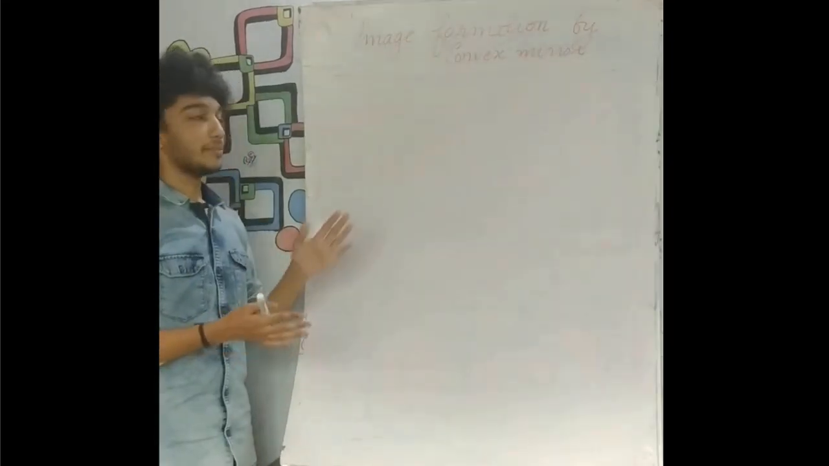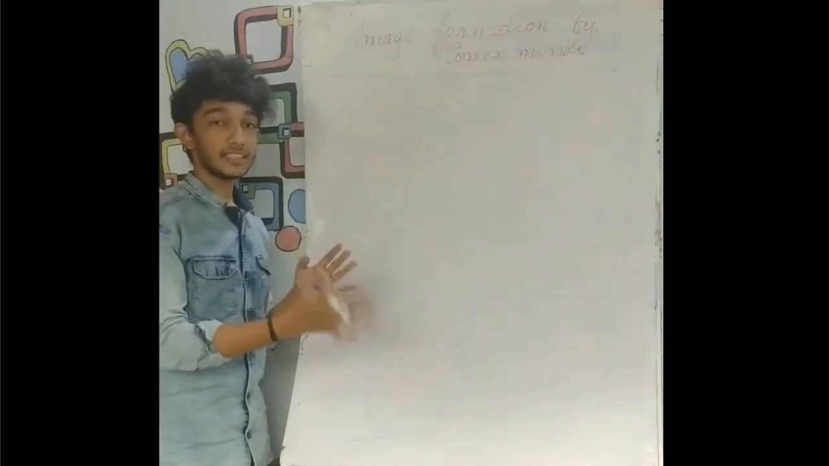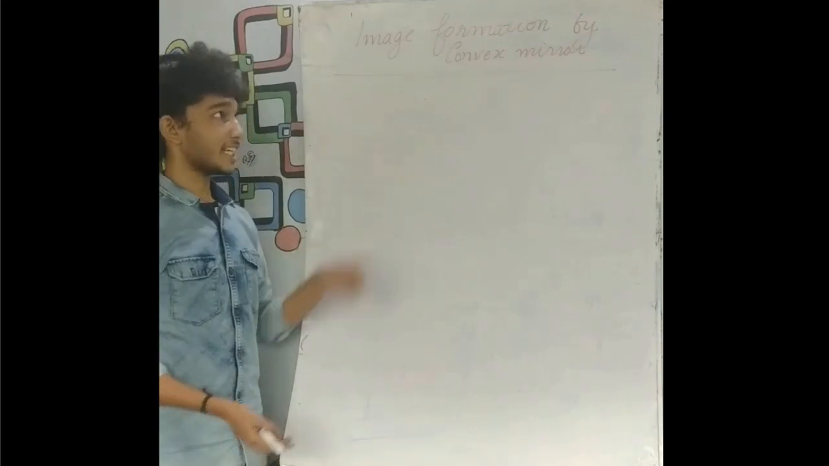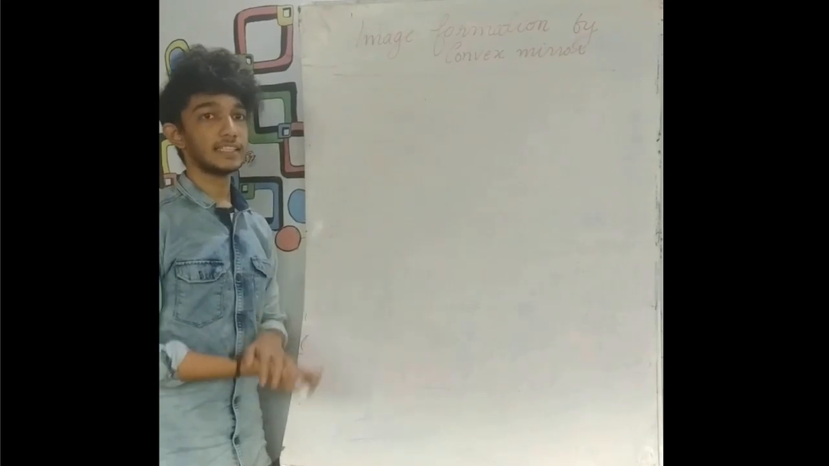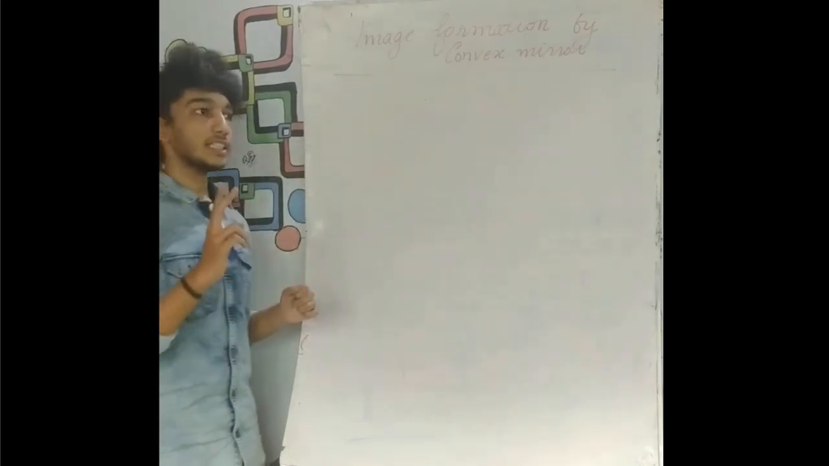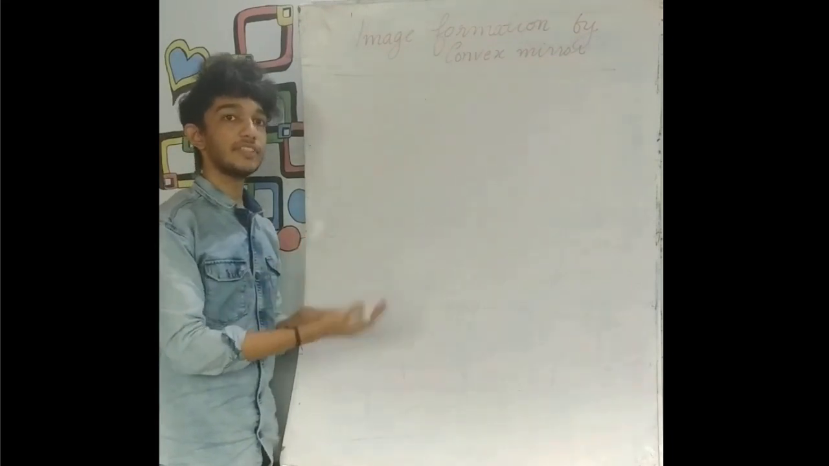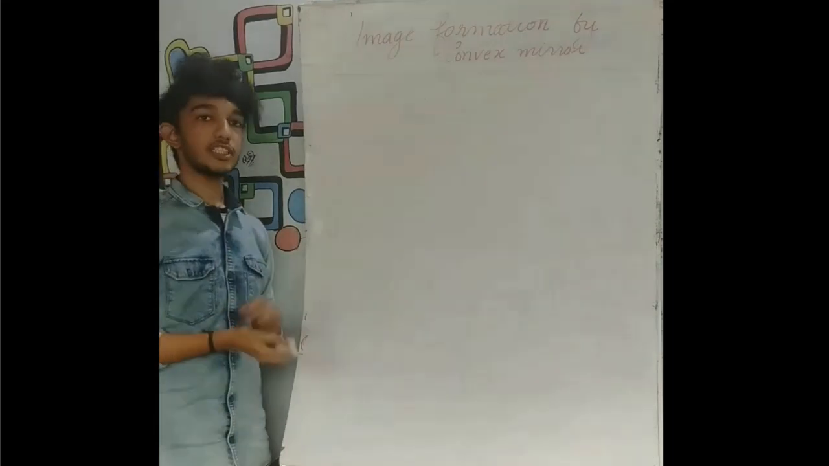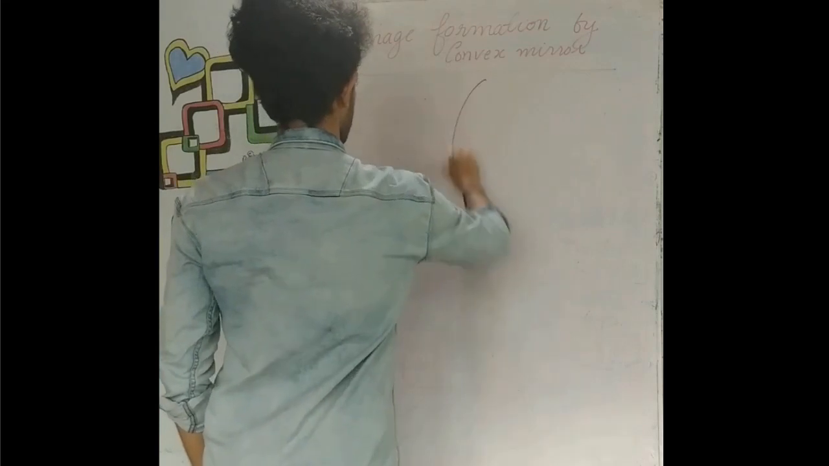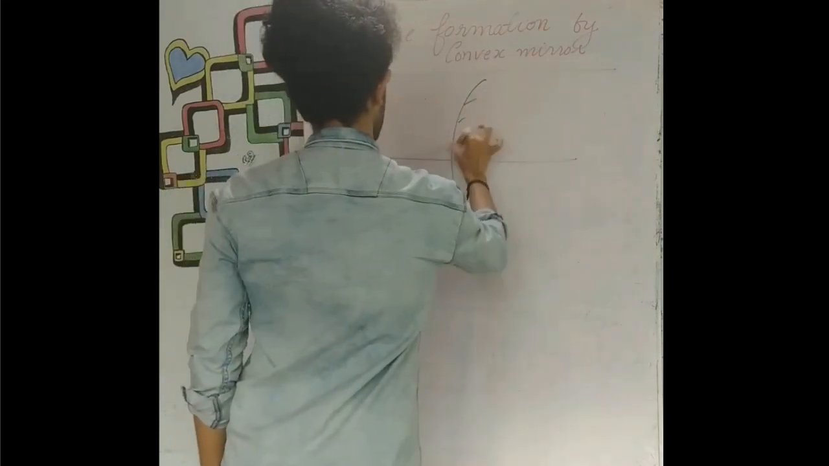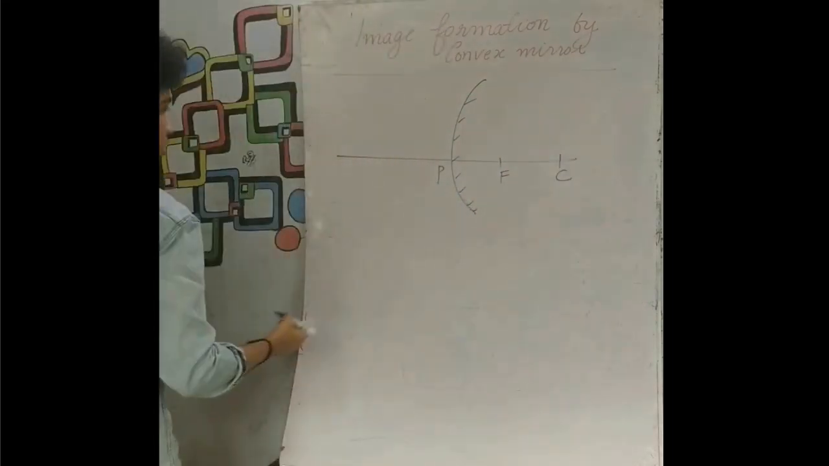We will now learn about the image formation by convex mirrors. In the case of a concave mirror, we got 6 different positions of the object. But in the case of a convex mirror, there are just 2 positions where we can analyze the image formation. These two positions are at infinity, and between infinity and the pole. These are the two positions where we are going to locate the image. So for that purpose, let us first draw a convex mirror. This is the convex mirror, with pole, focus and center of curvature.